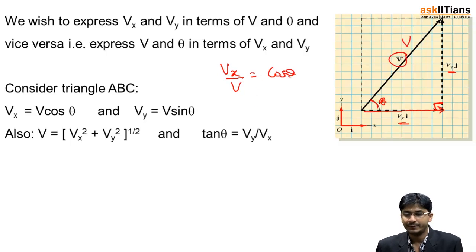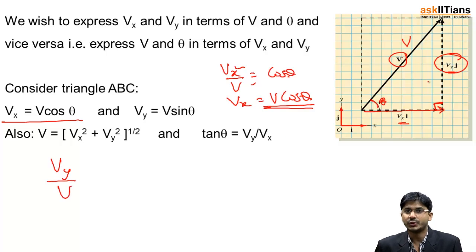Now Vx by v we know is cos theta. The magnitude of this vector v is v. So Vx by v is cos theta. If we apply this, base by hypotenuse, so Vx is actually equal to v cos theta. So this x component is v cos theta.